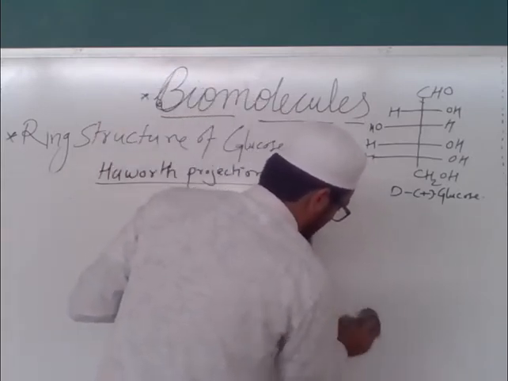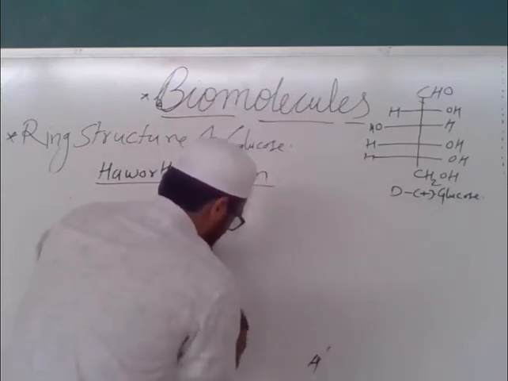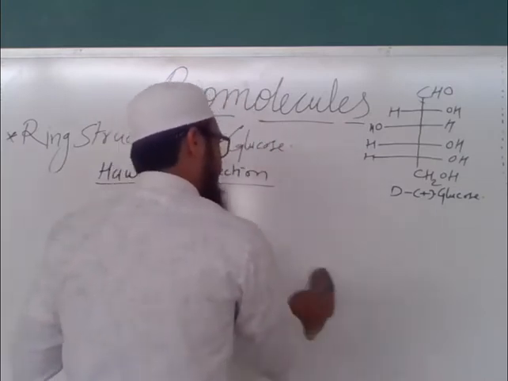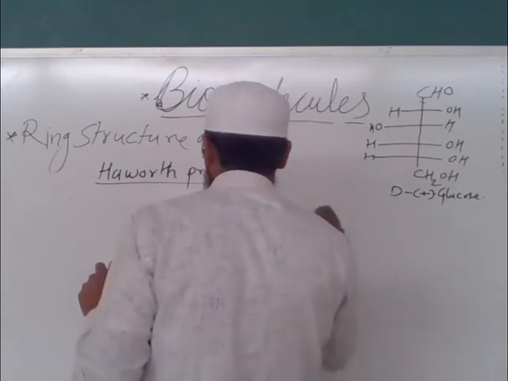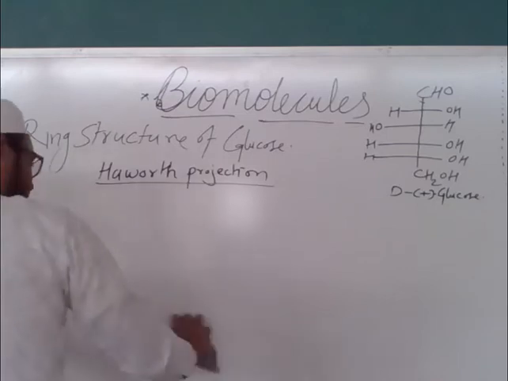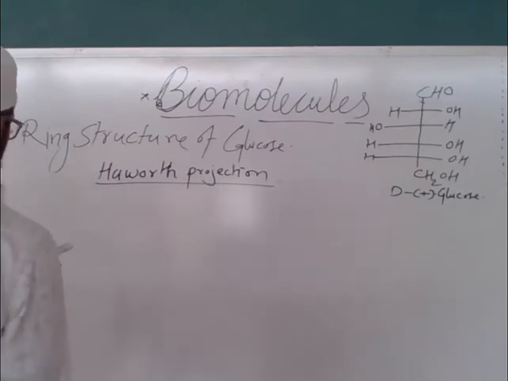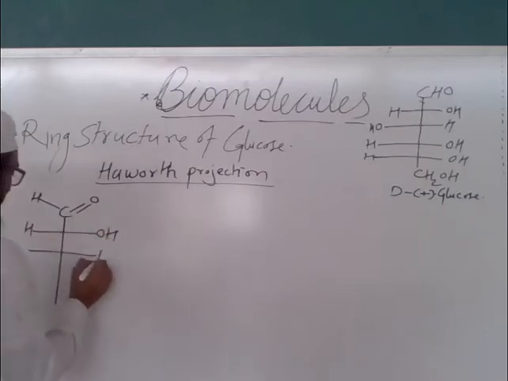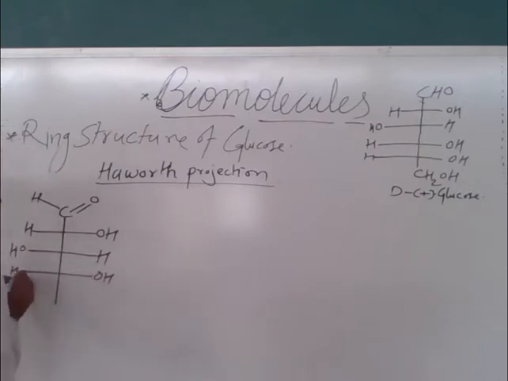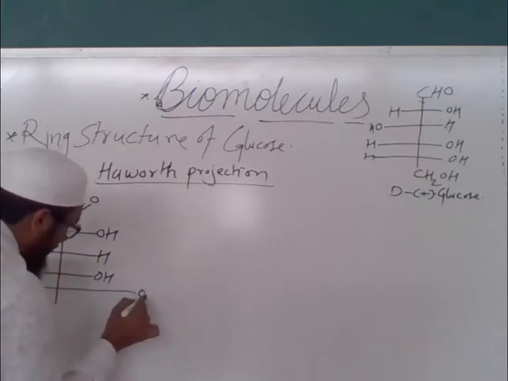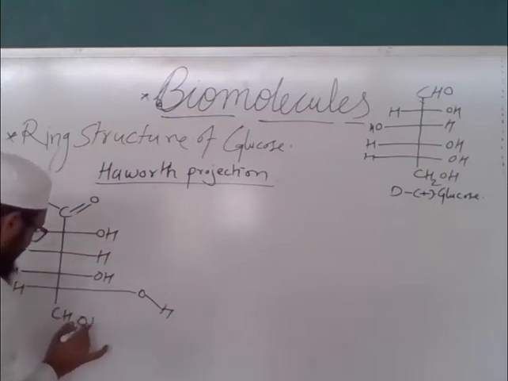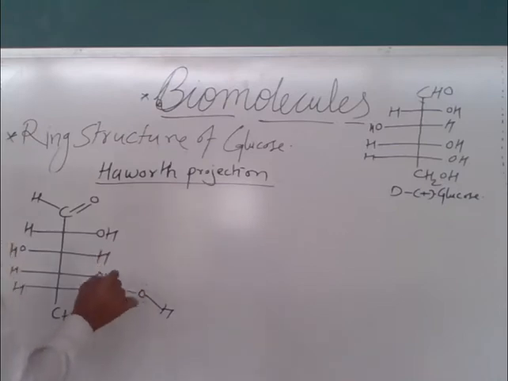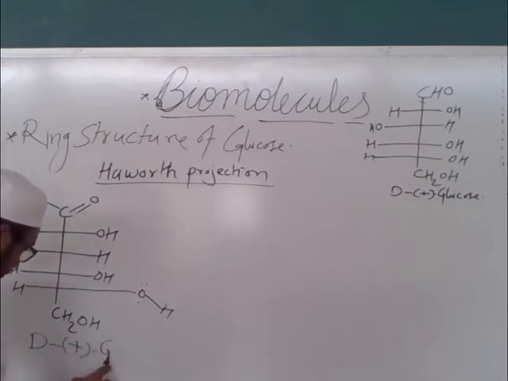So my dear brothers and sisters, in our glucose molecule, the CHO group, the aldehyde group, is not free. It is not in a state of free CHO group. It is in a combined state, that is, in a hemiacetal group. So let me write C double bond O, single bond H, single bond OH, H, H, OH, OH, H, and the last one I will write slightly bigger, CH2OH. Now look here, this is our D-glucose, D positive because dextrorotatory.